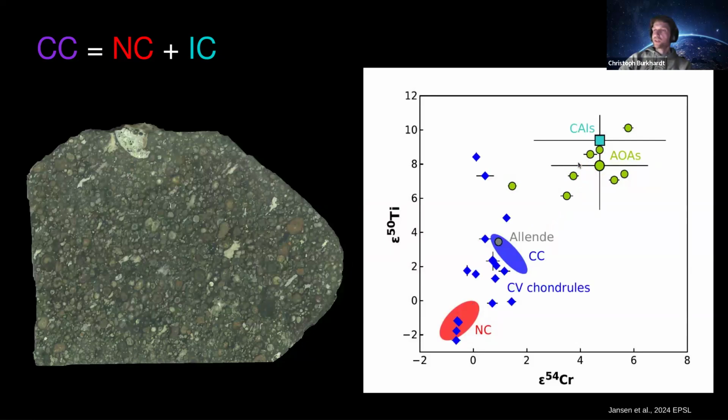Okay, and there's more evidence that CCs are mixtures at all scales, because this data here in the blue diamonds is data for individual chondrules out of CV chondrites. And these individual chondrules show that this mixture between NC and IC materials is happening at the chondrule scale. We have chondrules that have an isotope composition like NC materials, and we have individual chondrules that more or less look like CAIs. So this mixing is actually happening at the chondrule scale.